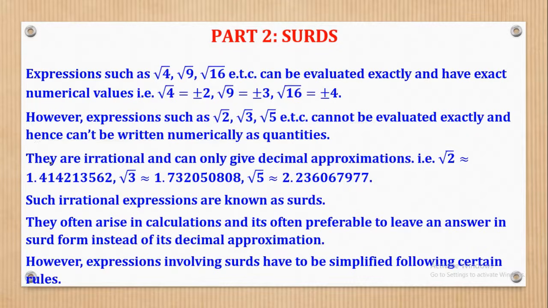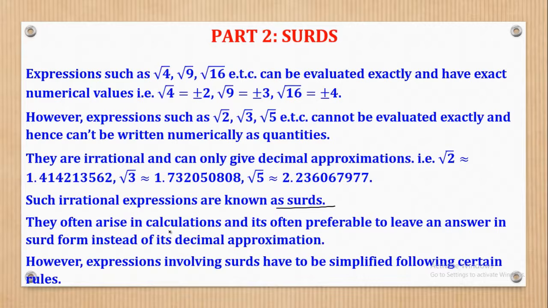What does that mean? It implies that they are irrational and can only give decimal approximations. For example, when you use a calculator, square root of 2 will give you this number of decimal places, square root of 3 will give you this number of decimal places, and square root of 5 will give you this number of decimal places, and so on. Therefore, such irrational expressions are known as surds. So these are what we call surds.